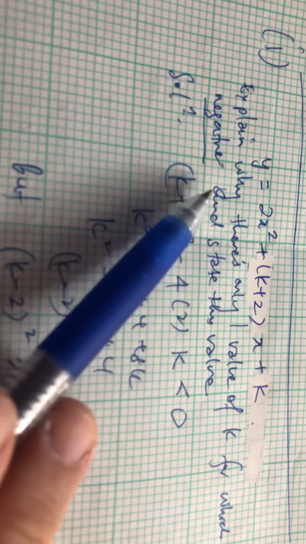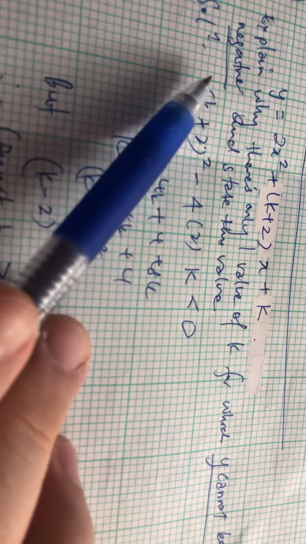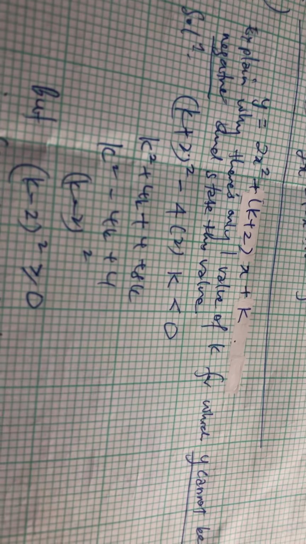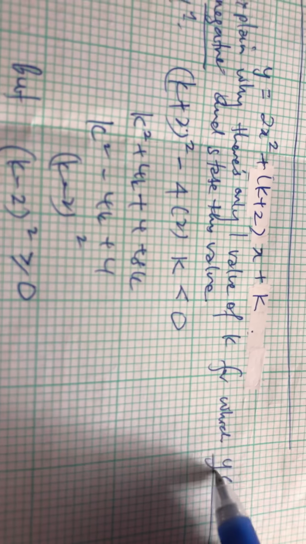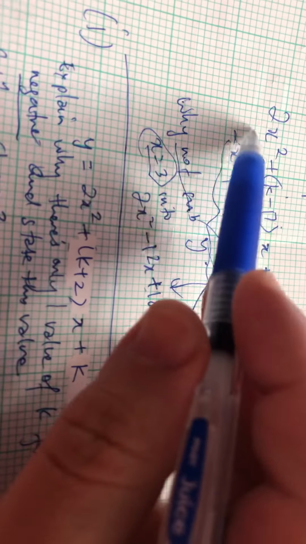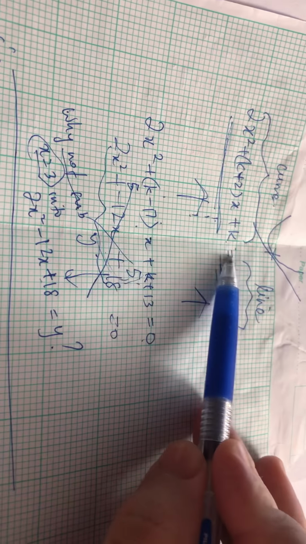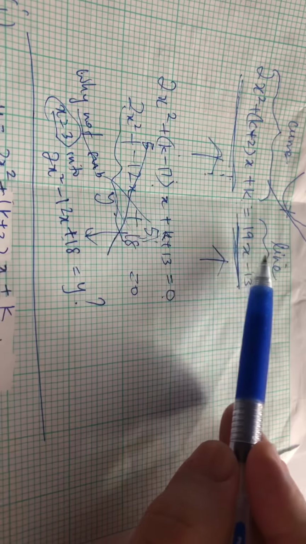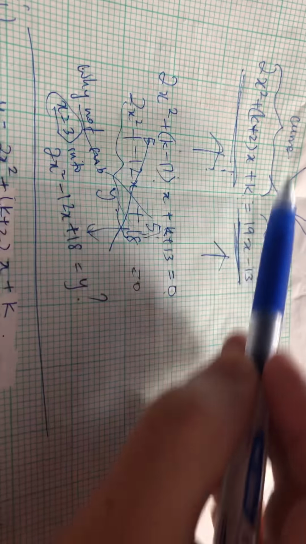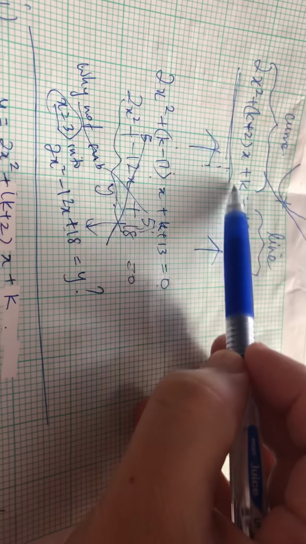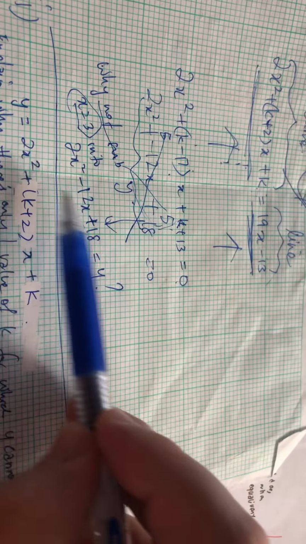Okay, now let's move on to part 2. Part 2, you're asked to explain why there's only one value of k for which y cannot be negative. Now, first of all, let us try to understand this question part by part. This y again does not refer to this combined form, okay? What we call the equivalent form of this, it doesn't, okay? We have to take a look at the whole picture. We are not talking about a line now, we are talking about a curve. So it has to be this one. So that's why I wrote this here, okay?